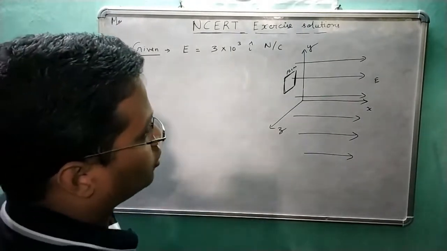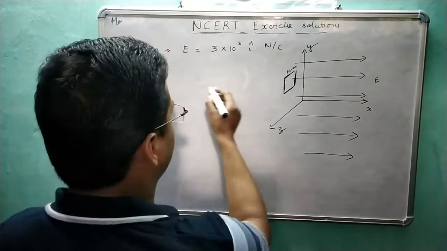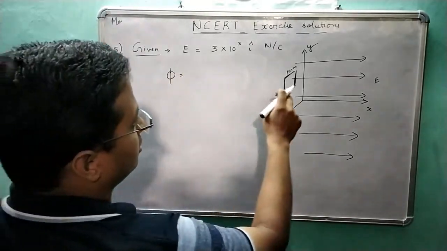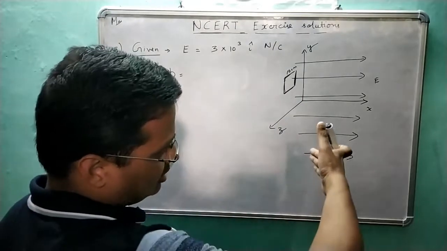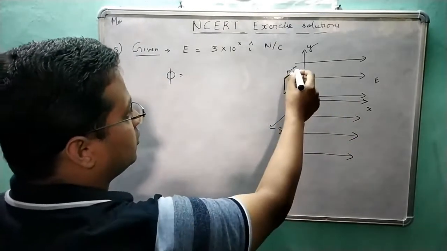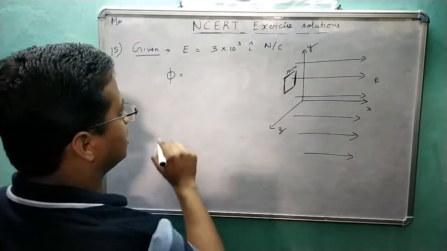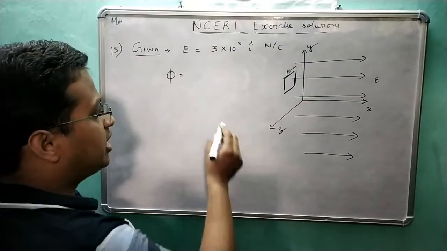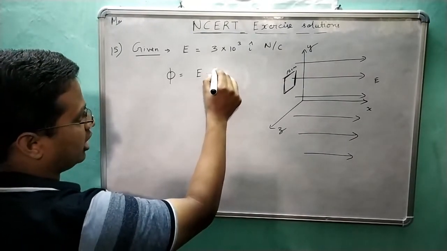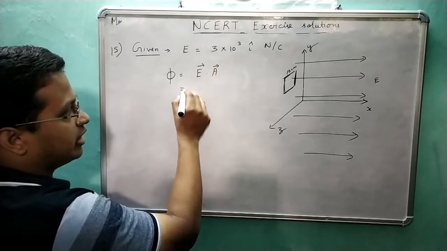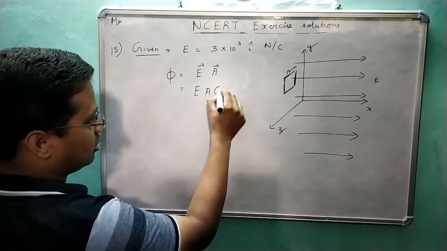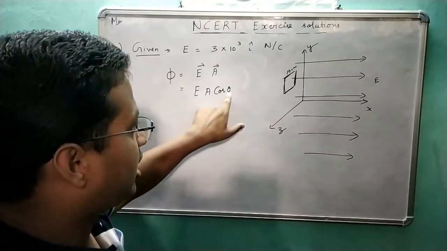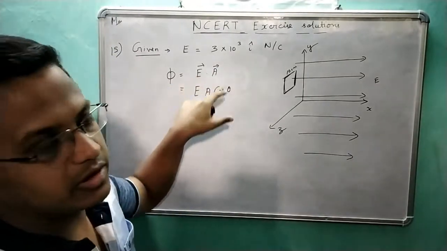Alright. So now we are asked to find the flux on a sheet of paper which is parallel to the YZ plane, kept something like this, in the form of a square of 10 centimeter. As you know, phi is E dot A, electric field vector dot area vector. So EA cos theta, where theta is the angle between electric field and area vector.